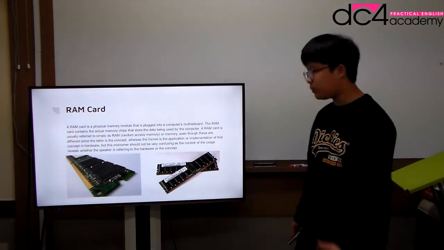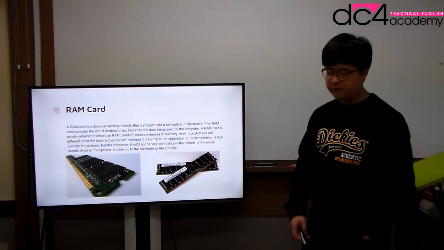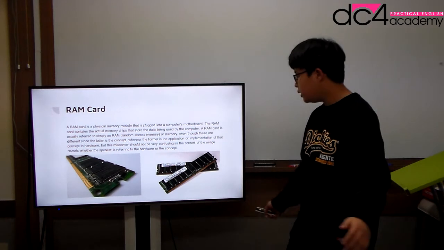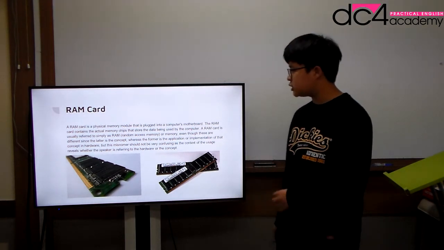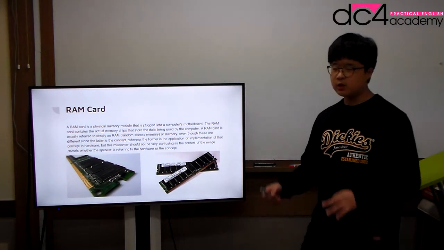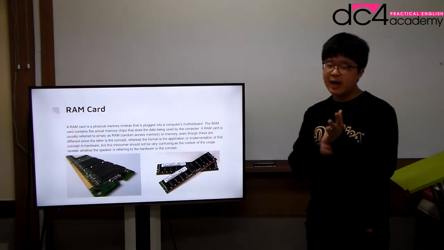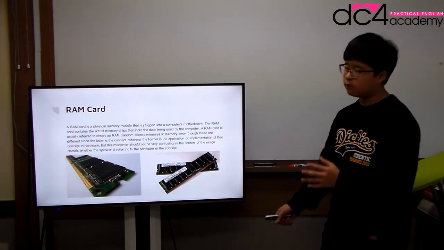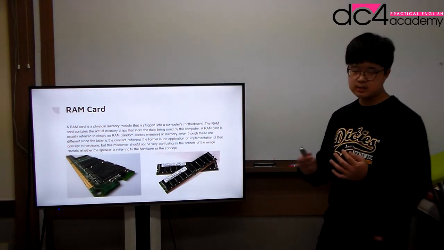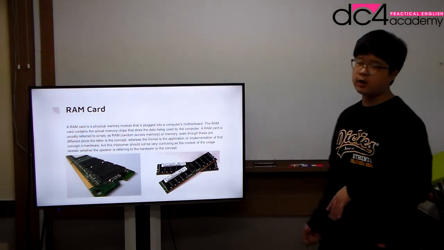Next is the RAM card. A RAM card is a physical memory that is plugged into the computer's motherboard. The RAM card contains the actual memory chips that store the data being used by the computer. The moment you turn on your computer until the moment you shut it down, everything is recorded into the RAM card. So the speed and quality of your computer depends on how large your RAM card is.